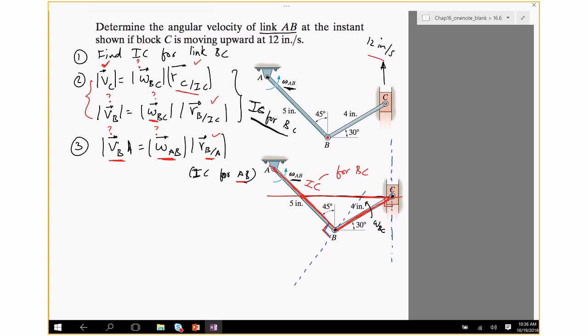Is that clear? When you say R C IC, you're talking about the distance from C to the point of intersection, so B is B. That's CIC, that's BIC. Okay, so there are three equations, and if you look carefully, how many unknowns are there? There's VB, there's omega AB, and omega BC, three unknowns.